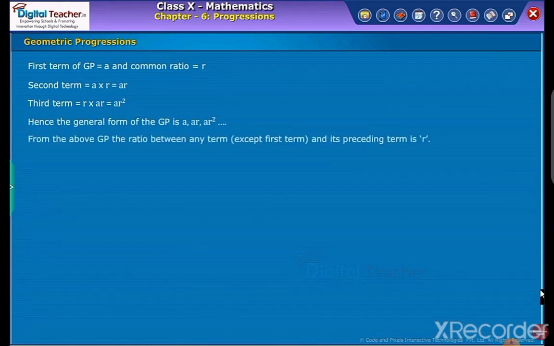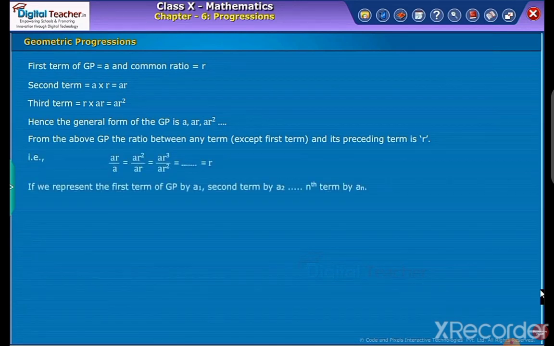From the above GP, the ratio between any term except the first term and its preceding term is r, as shown. If we represent the first term of the GP by a1, the second term by a2, the nth term by an, then we obtain as shown.